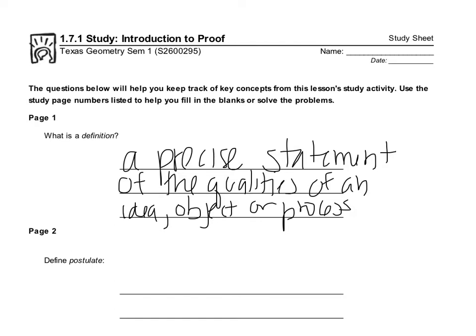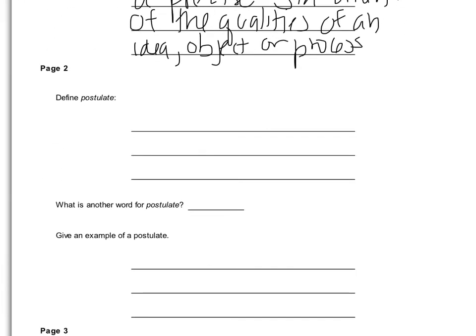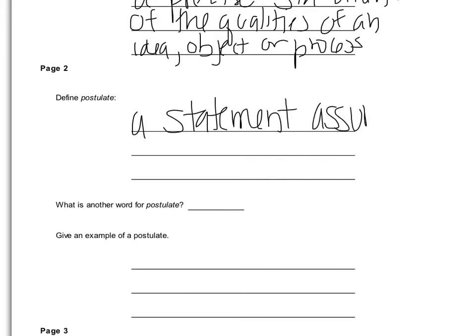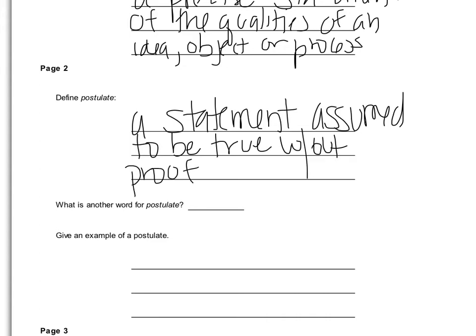Now, a postulate, if we were to define that, a postulate is going to be a statement that is assumed to be true without proof. In geometry, the whole concept of proofs is getting you from one statement to another and using definitions and postulates and other things to prove those things to be true. And postulates are something that you don't actually have to prove. Another word for postulate is an axiom.